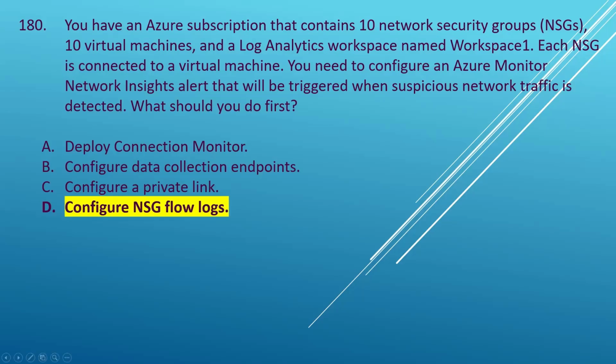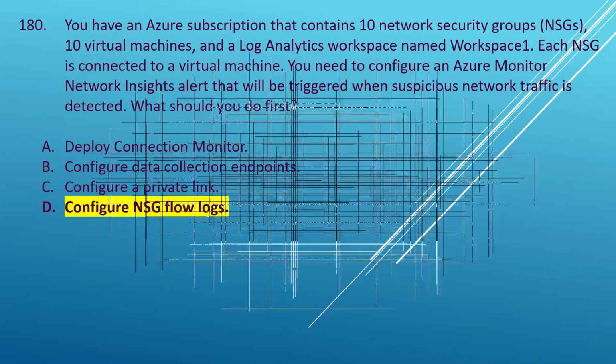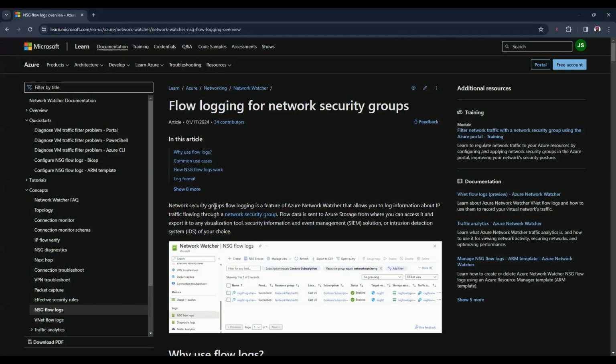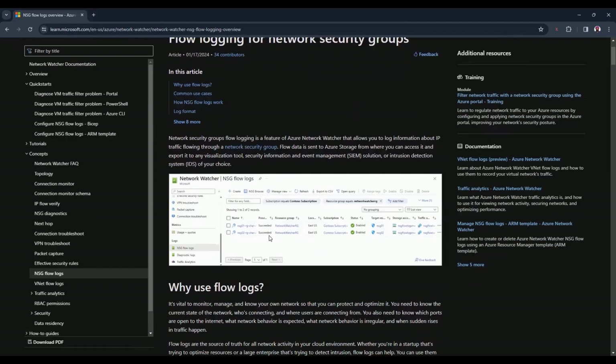Let's understand NSG flow logs in more detail. Network Security Groups flow logging is a feature of Azure Network Watcher that allows you to log information about IP traffic flowing through a network security group. Flow data is sent to Azure storage from where you can access it and export it to any visualization tool, security information and event management solution, which is SIEM solution, or intrusion detection system, IDS, of your choice.